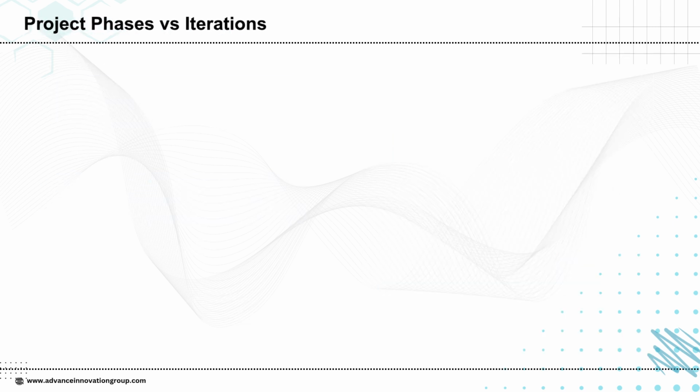This slide compares phases in predictive projects versus iterations, sprints in agile. Phases are sequential steps. Once you complete one, you move to the next. Used in predictive waterfall projects, iterations, sprints are repeated build-review cycles. Used in agile projects to deliver in small increments. Main point: predictive equals linear, agile equals cyclical.